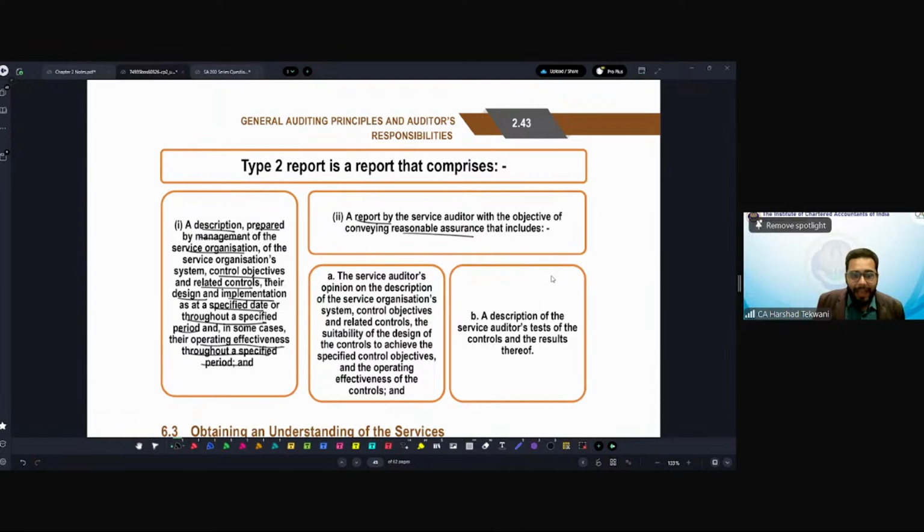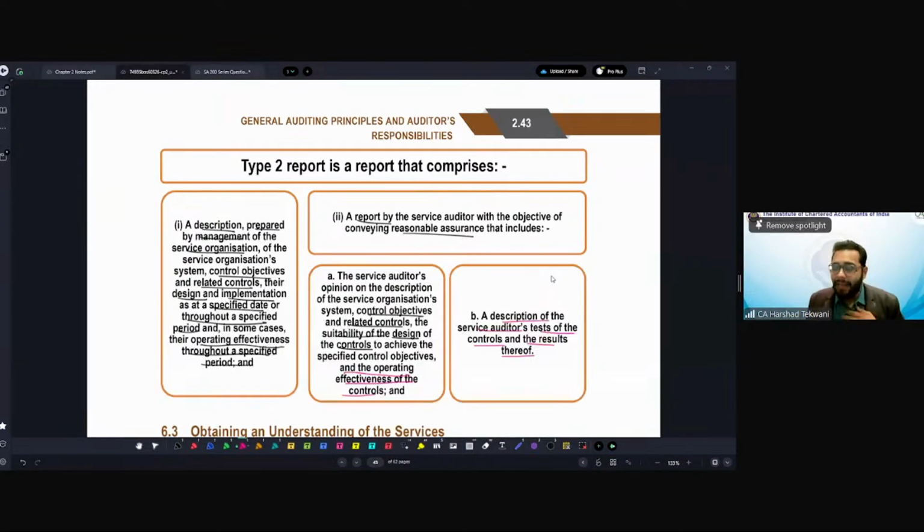On the one side, I have suitability of the control design, control objectives, and related controls. That was there in type 1. But this part, operating effectiveness of the controls, is new; that is about the period. Operating effectiveness throughout the period. Again, a description of the service auditor's tests of the controls and results thereof.